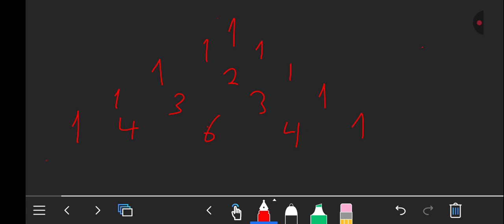So again you start with 1. 1 plus 4, that is 5. 4 plus 6, that is 10. Again 6 plus 4, that is 10 again. Then 4 plus 1, that is 5. Then after 5 you end with 1.